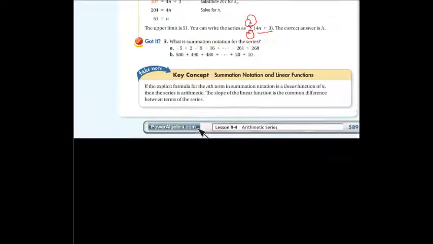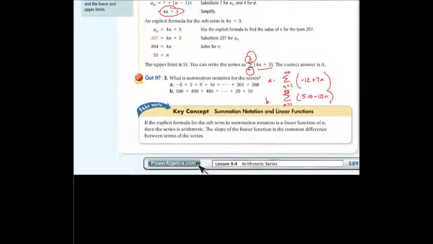All right, you're back. Let's take a look. A is sigma, 40 on top, n equals 1 on the bottom, and in parentheses we have negative 12 plus 7n. So that's A. Let's see if I can draw a better sigma on B. For B, we have the sigma, and 50 is the upper limit, n equals 1 underneath, and the explicit formula there is 510 minus 10n. If you didn't get those, that can be complicated. We'll go over those in class.